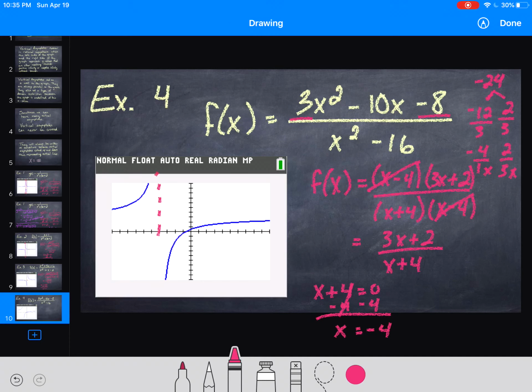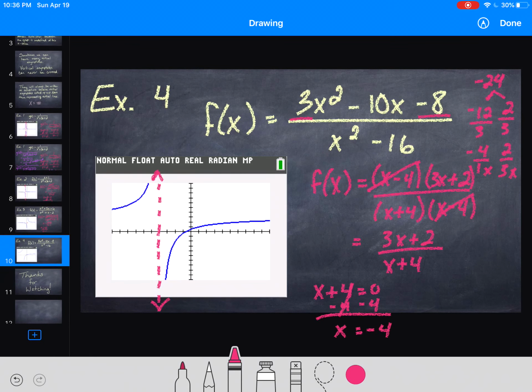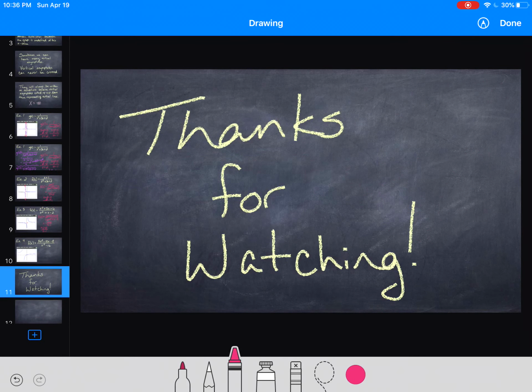So I can see on my graph that x equals negative 4 if I were to draw a vertical line going straight through that negative 4, extending all the way up and extending all the way down. I can see that my vertical asymptote is right there.